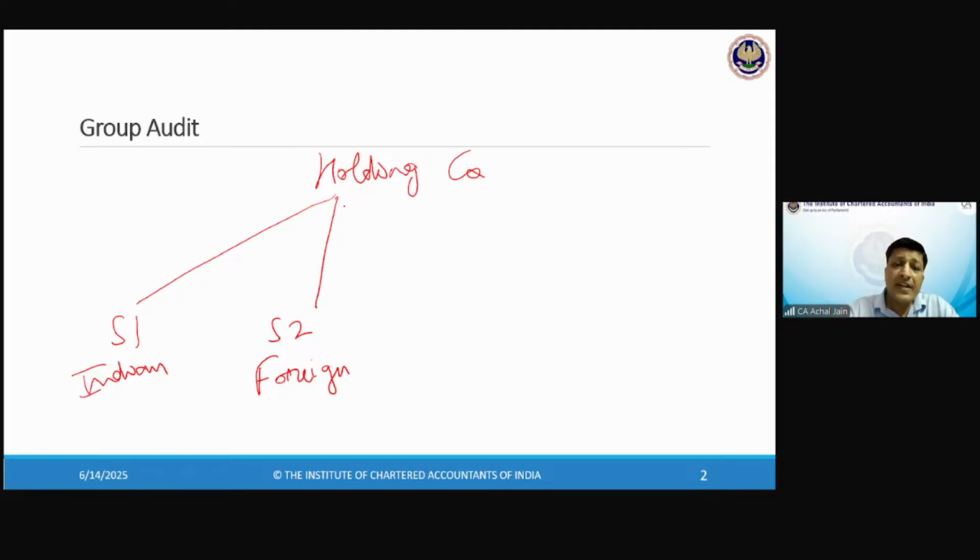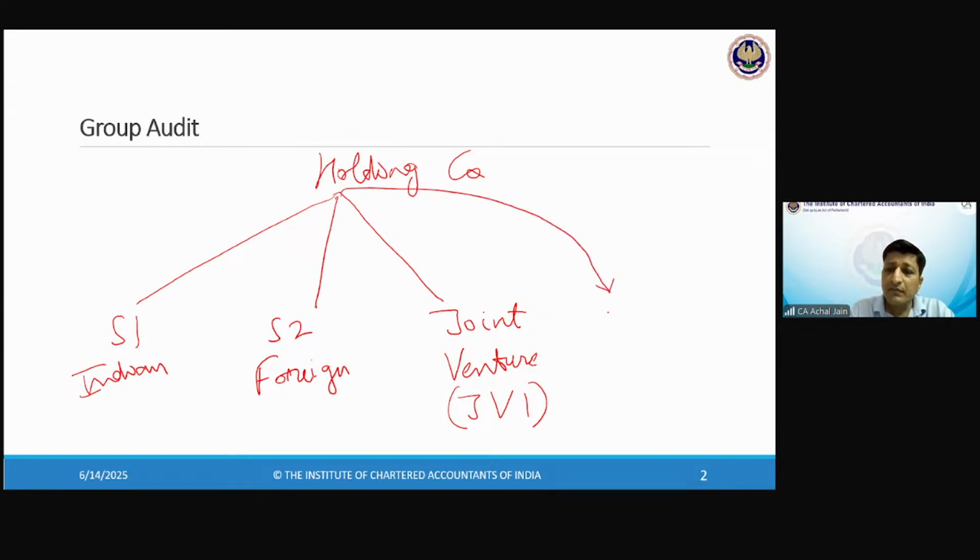In addition to the subsidiaries, the group may also have some joint arrangements. Let me just call it a joint venture. Let's suppose this is JV1, that's the name of the entity. And the fourth one could be an associate. Let me call it A1, which is an associate. So within a group, a lot of companies can be there, and below these companies, for example S1, there can be another set of companies, which could comprise a structure.